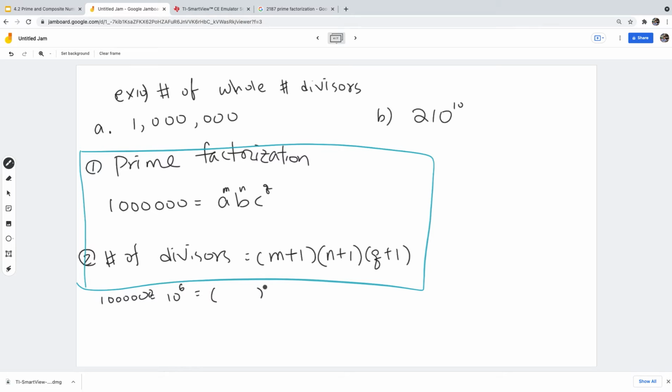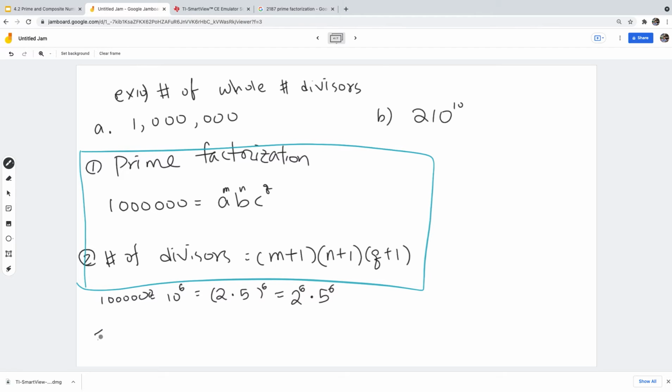But 10 is not a prime number because 10 is divisible by 2 and 5. So actually 2 times 5 makes 10, and 2 and 5 are both prime numbers. So with the exponent rule, we can distribute the 6 to each of the prime factors, which gives 2 to the 6th power times 5 to the 6th power. This is the only unique prime factorization for 1 million, right? Now we have this prime factorization.